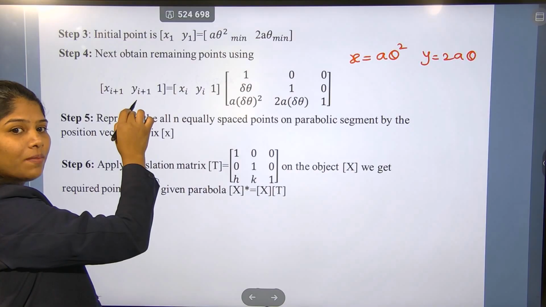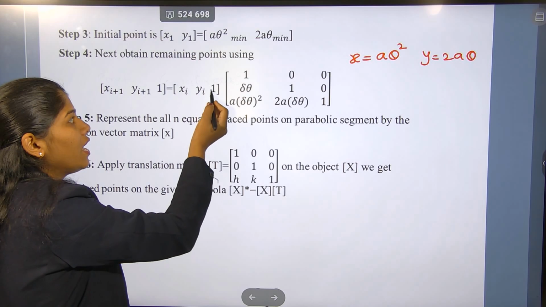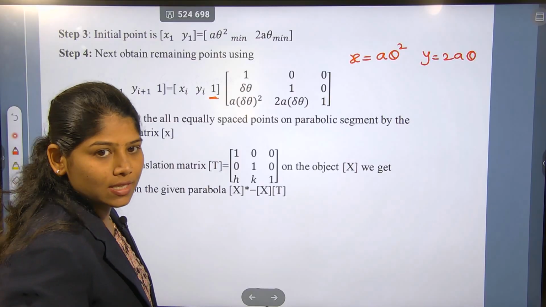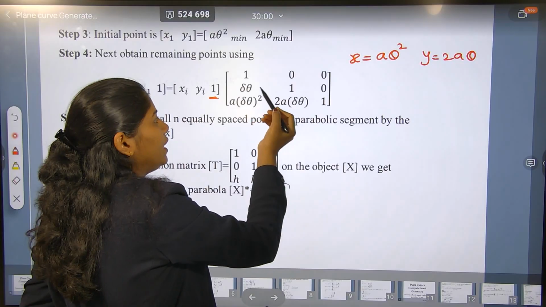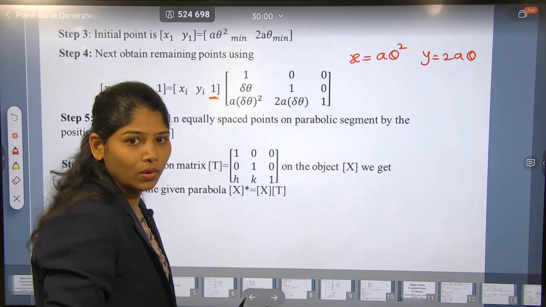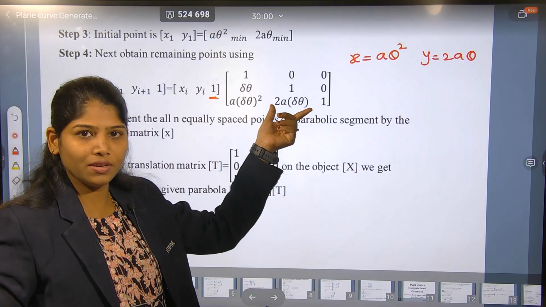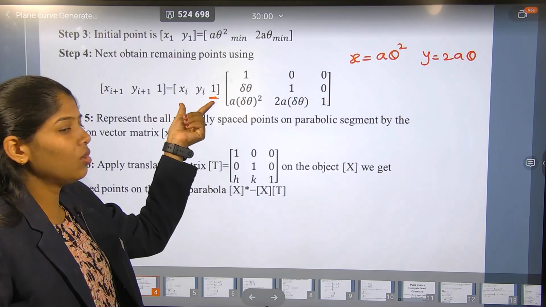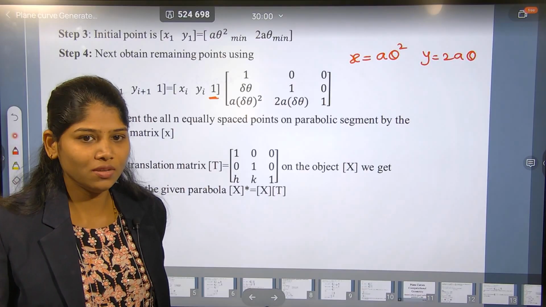xi plus 1, yi plus 1, add homogeneous coordinate in that 1, equals to xi, yi, 1. 1 आपको ऐड करना है क्योंकि आपको मैट्रिक्स मल्टीप्लिकेशन पॉसिबल होना चाहिए इसलिए. देन यूज दिस मैट्रिक्स 1 0 0, डेल थीटा 1 0, a इंटू डेल थीटा स्क्वायर, 2a डेल थीटा, 1. ओके, आपको डेल थीटा फाइंड आउट किया है आपने ऑलरेडी. यहाँ पे वैल्यू पुट करोगे सो आपको ये मैट्रिक्स की आंसर मिल जाएगा. आपके इनिशियल पॉइंट्स आपने ऑलरेडी फाइंड आउट किया, यहाँ पे पुट करो. आप वैसे x2 y2, x3 y3 पॉइंट्स फाइंड आउट करोगे.